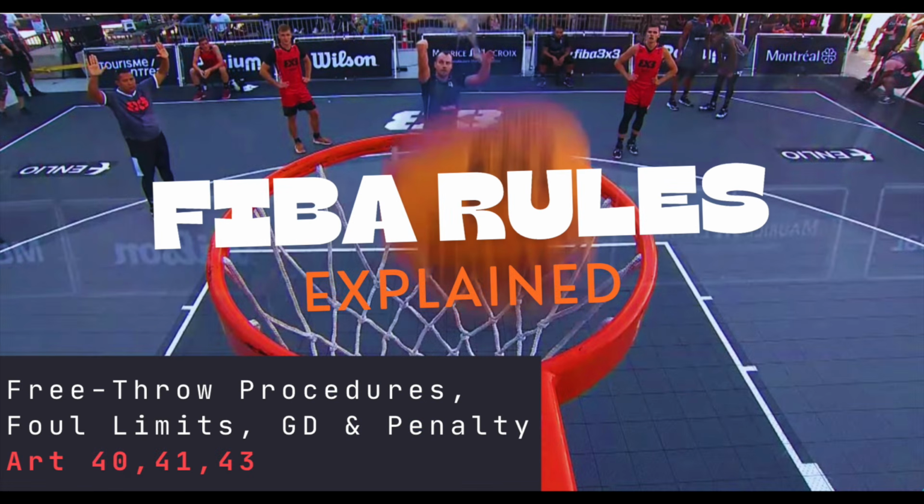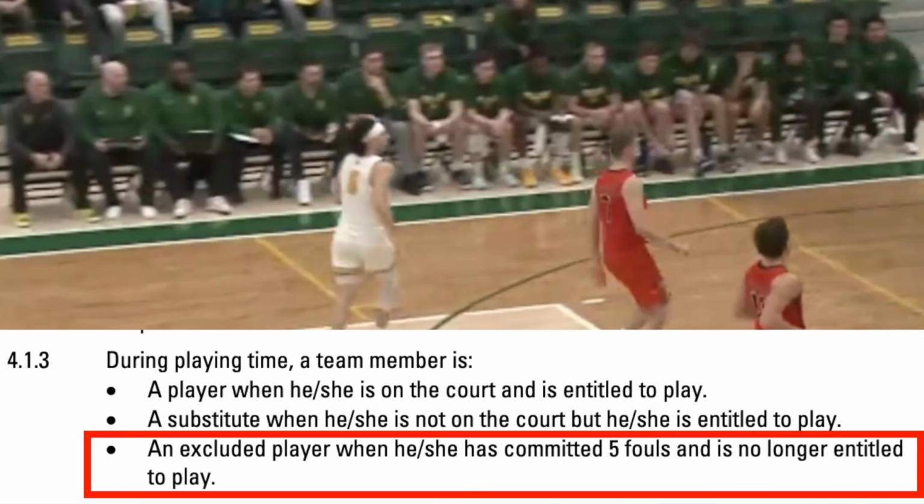We are now looking at articles 40, 41, and 43. Looking at excluded players, team fouls when we get to penalty, and free throw, how to follow the procedures for that. Now, looking at an excluded player, it's important to know that an excluded player is different than a disqualified player. An excluded player is permitted to sit on the bench. That's when they committed 5 fouls and no longer entitled to play.